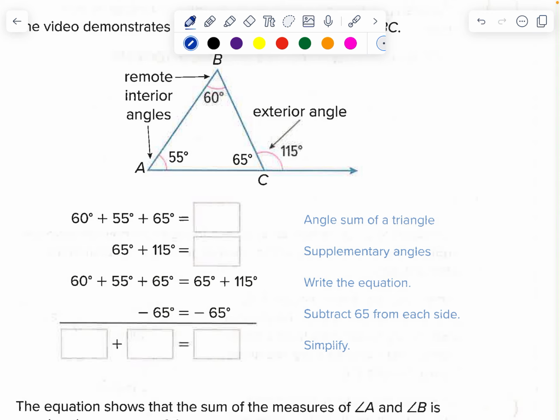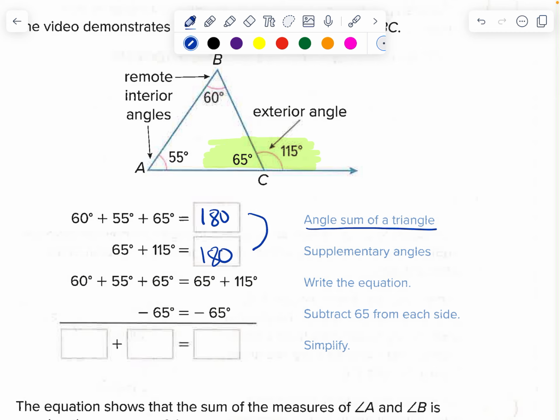So we're going to talk about this. It says angle sum of a triangle. So that means you add these three numbers together. So 60 plus 55 plus 65 is going to get 180. Okay. Then 65 plus 115. These two, those are supplementary angles. They are a linear pair, they are supplementary angles, so they equal 180.